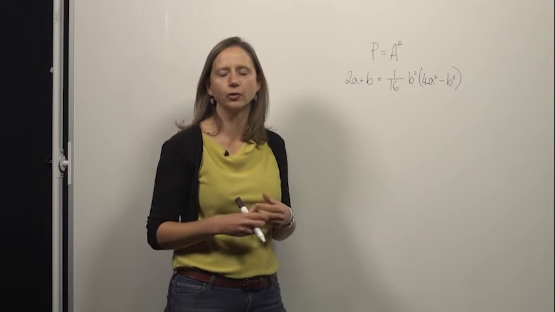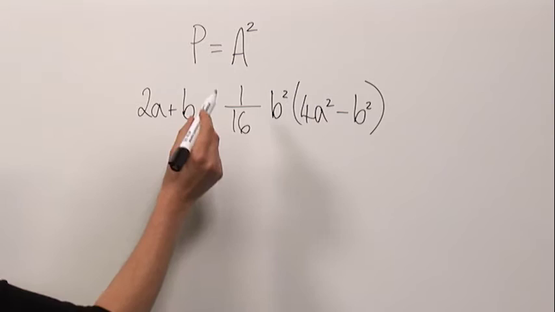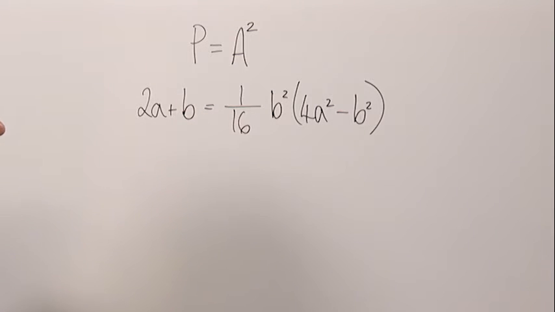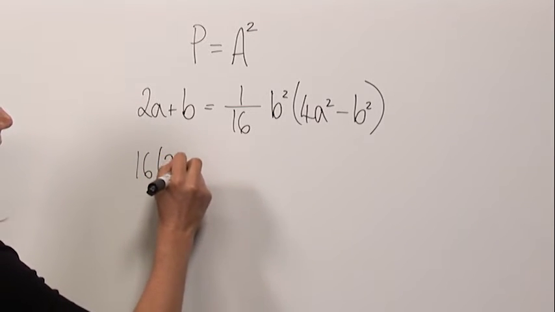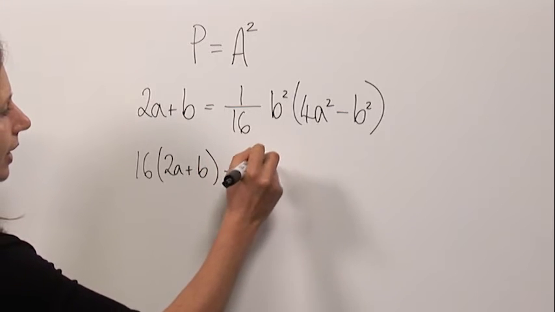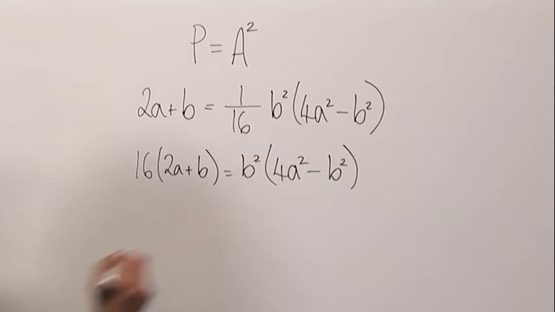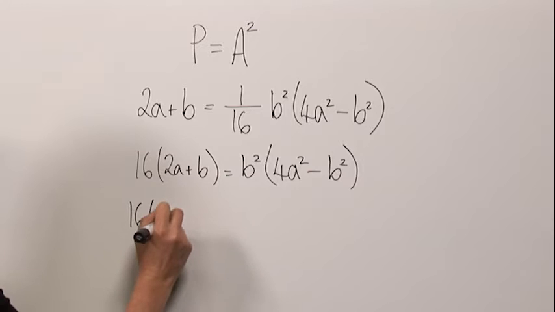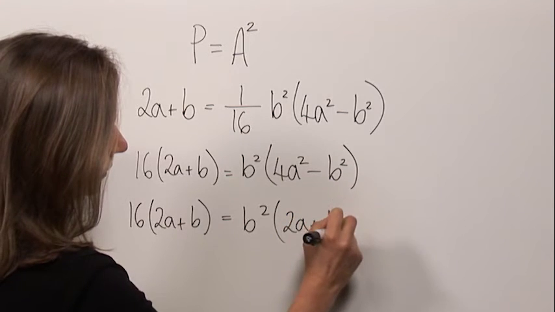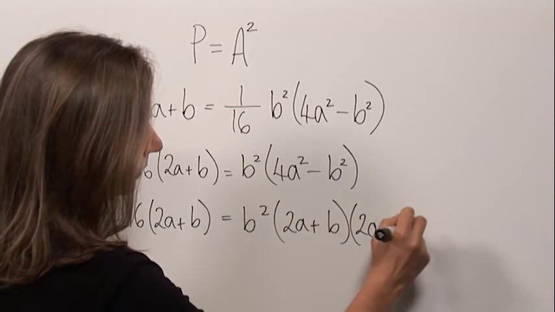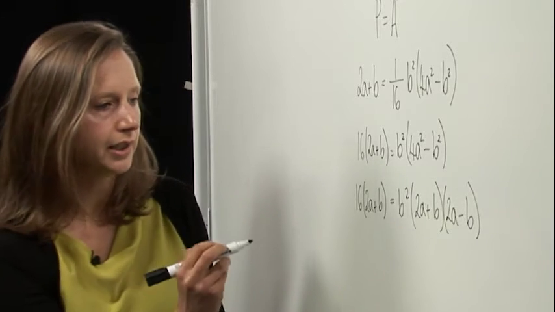So now we have the area squared, we can equate it to the perimeter and see what that gives us. So we've got 2a plus b is equal to 1 over 16 b squared times 4a squared minus b squared. We can multiply both sides by 16 just to get rid of that fraction. And you should always be on the lookout for difference of two squares. And here there is one. So we will factorize that. We know for sure that 2a plus b is not equal to 0, so we can divide by that.